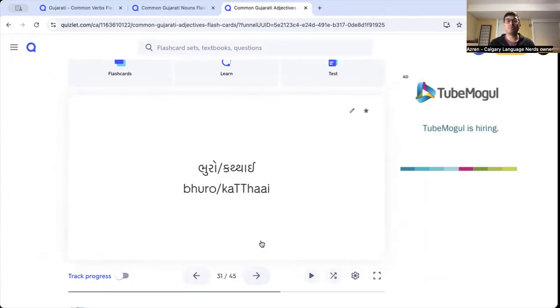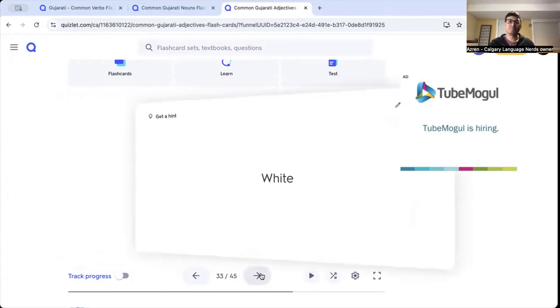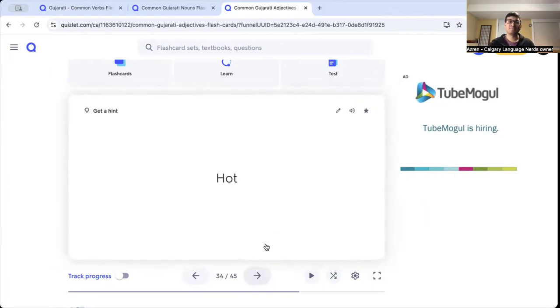Brown, bhuro or kathai. Black, karu. White, safed. Hot, garam. We'll keep it simple. Garam. We'll just leave it really simple for today. Cold, tandu. Sweet, mittu. Sour, katu. Spicy, tikku. Bitter, karvu. Delicious, svadisht.